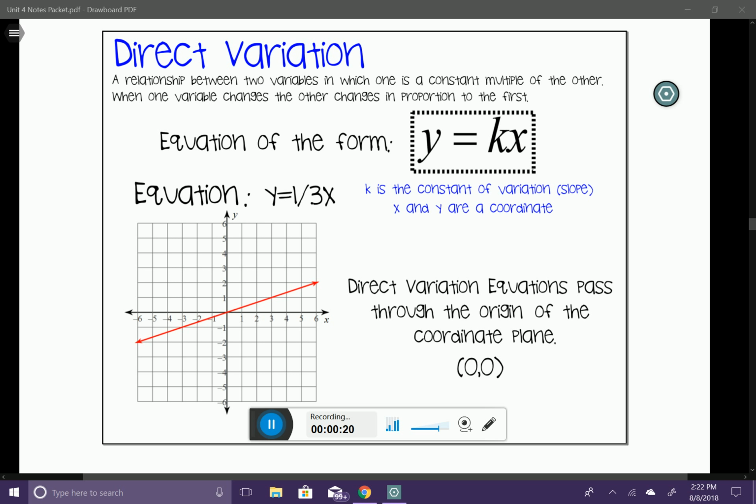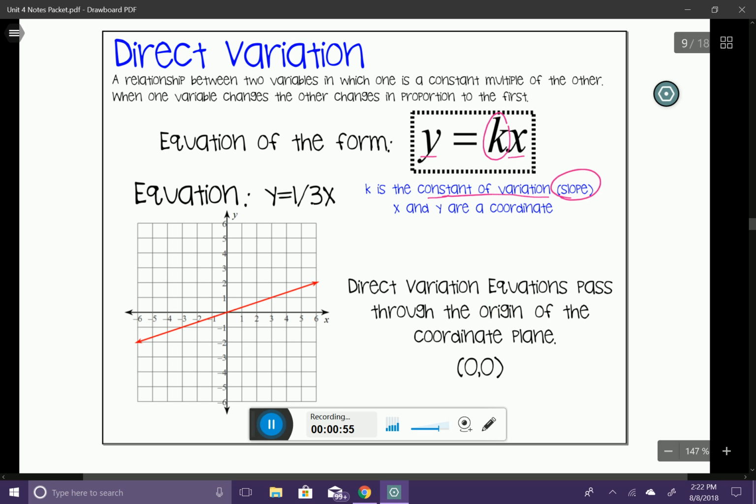This is another formula that will not be on your final formula sheet for standardized testing. So this is one of those formulas you do want to commit to memory. As you can see, it looks a lot like other formulas we have been talking about, where we have a y and an x, and that just represents a coordinate, so a coordinate xy. Now, the k variable is something we like to call the constant of variation, better known as the slope.